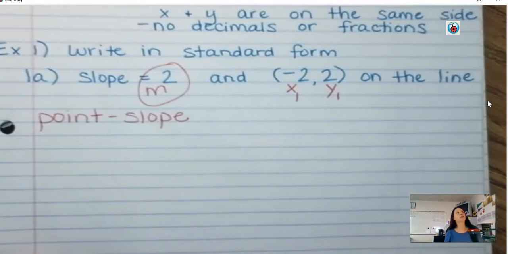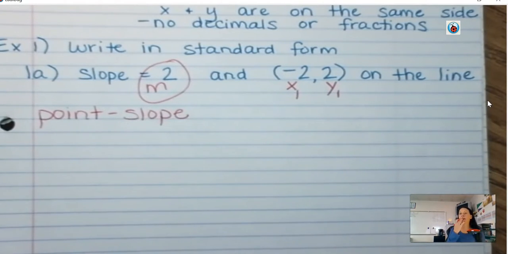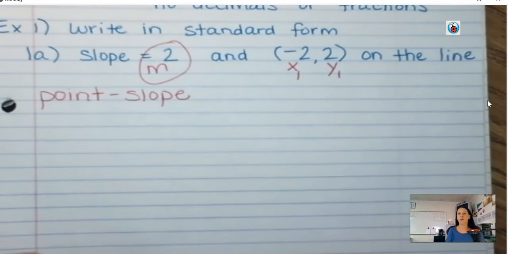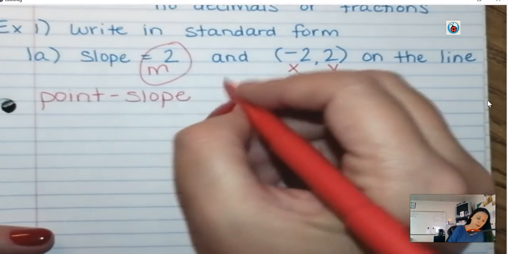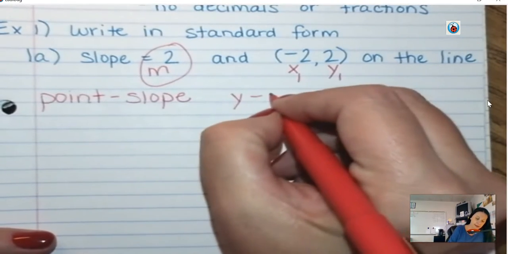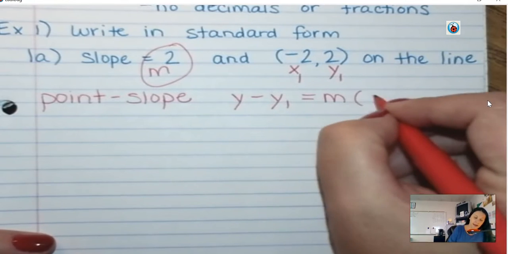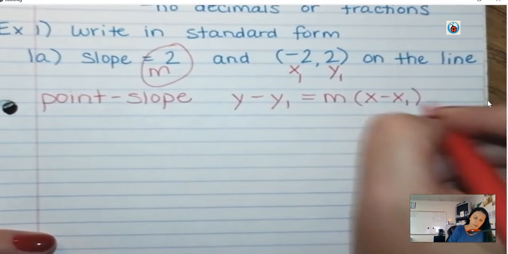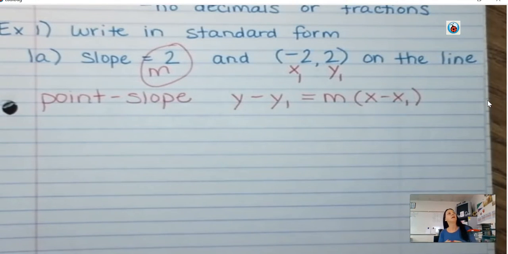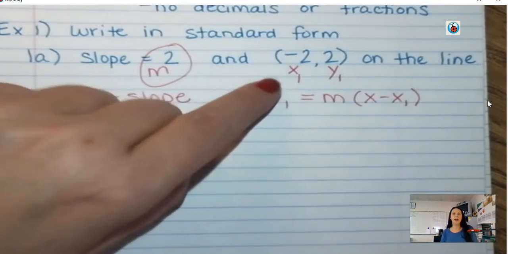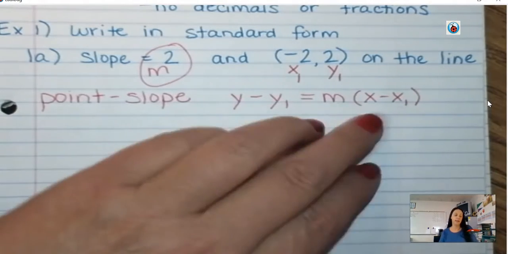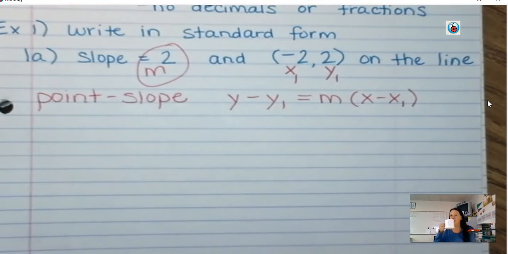Take good notes. In class today, you're going to be like, yeah, I get this, I understand, and then you go home and you forget everything. Okay, point slope, as a reminder, is y minus y sub 1 equals m times x minus x sub 1. Okay, go ahead and substitute in your m, your x1, and your y1 into point slope. You guys know how to do that from last week.